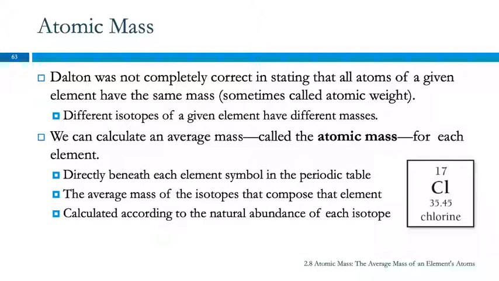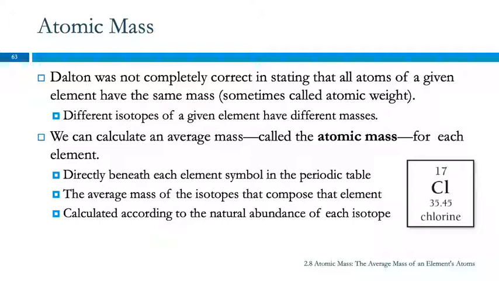So different isotopes of a given element do have different masses, but they all have the same number of protons. Since we do experiments with gazillions of atoms, we are interested in the average mass, not the mass of an individual atom for the most part. So the average mass is called the atomic mass. It's the average mass of an atom. The average mass of a chlorine atom is 35.45, and we use the unit atomic mass unit.